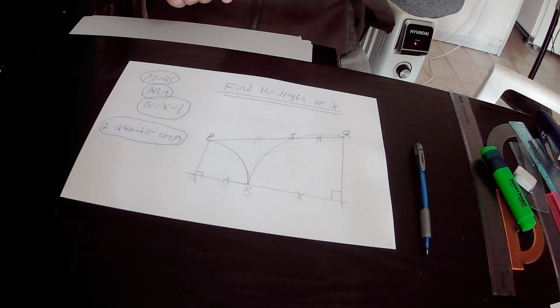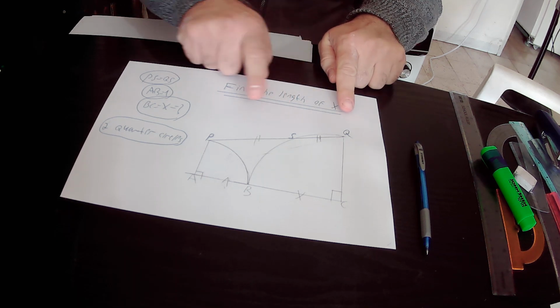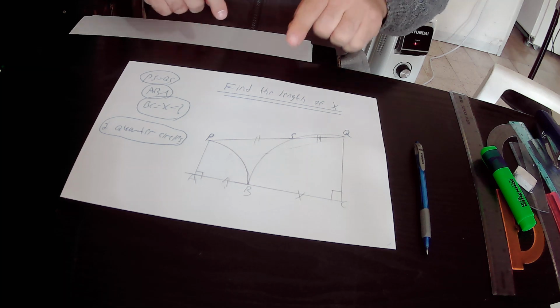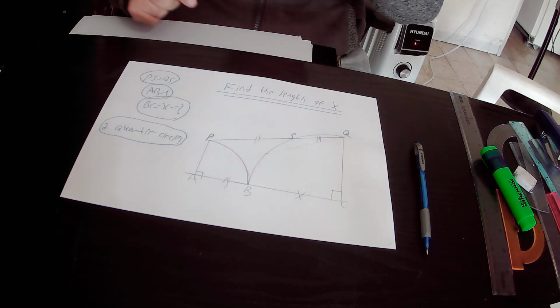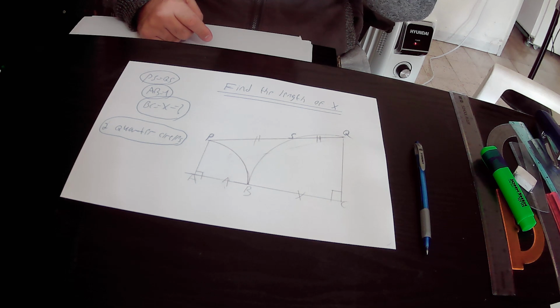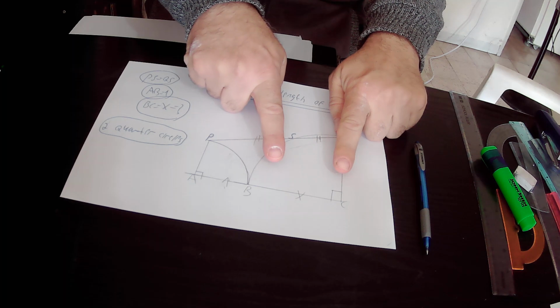We also know that QS equals PS. This line segment AB equals 1 unit in length. Again, our mission is to find the length of line segment BC that is equal to X.